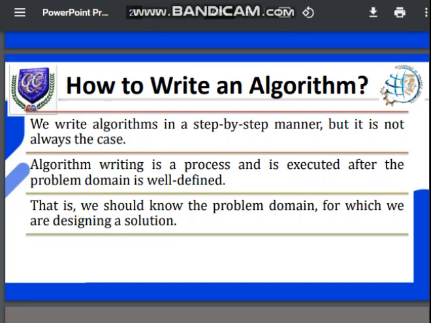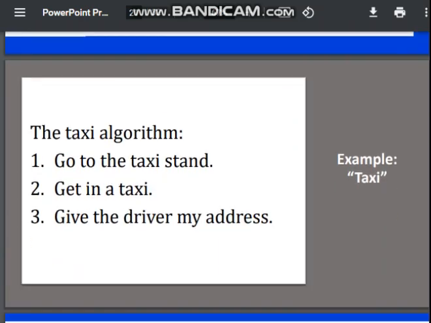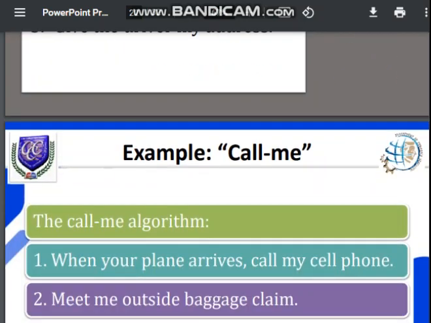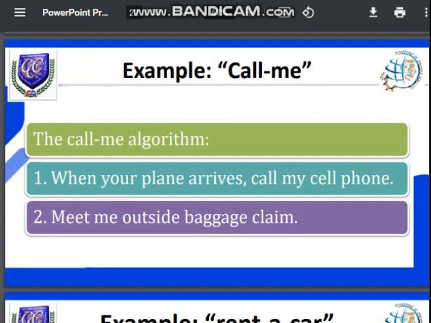So, bigay tayo ng ilan sa mga common or parang everyday na ginagawa natin. Example lang, an analogy of an algorithm. So, the first example is the taxi algorithm. Step 1, go to the taxi stand. Step 2, get in a taxi. Step 3, give the driver my address. So, technically, you are just writing a couple of instructions on how to ride a taxi and go to a certain place. So, ganito kadali yung ating pagsusulat ng algorithm. Kailangan naiintindihan, simple, pero may finite number of steps at meron siyang outcome.